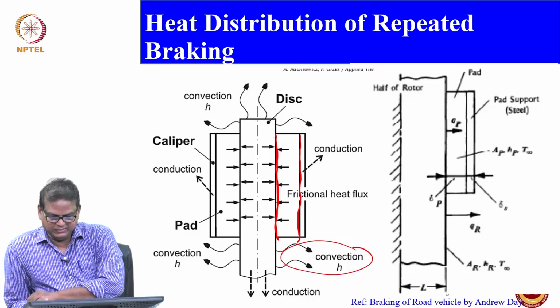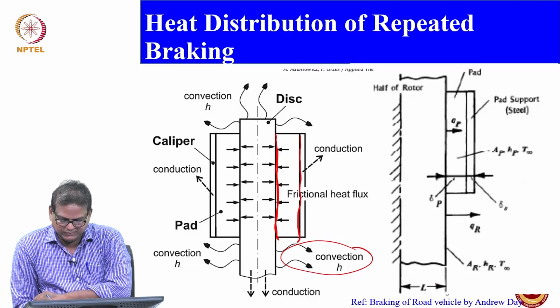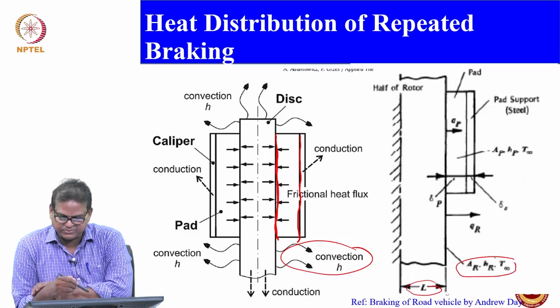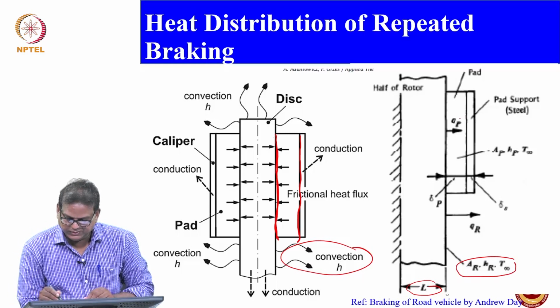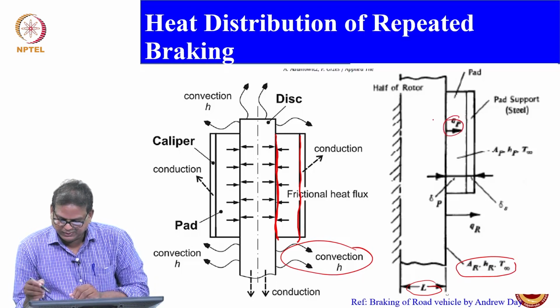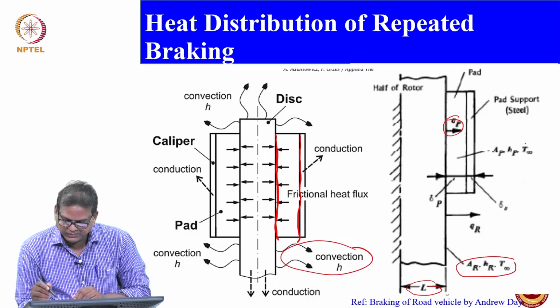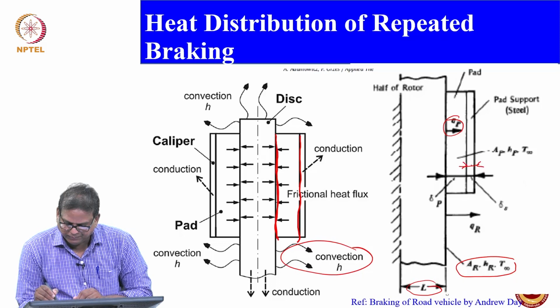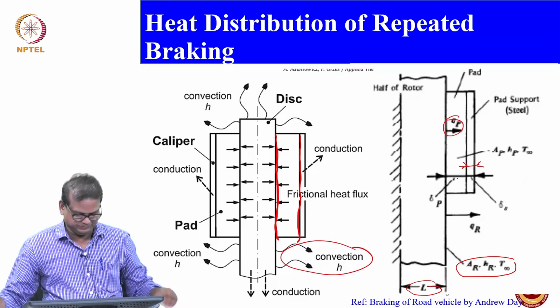You can see that. So this is half of your rotor, and this is the convective heat transfer aspect. Then this is the conduction. Then again one more conduction happening between the pad and the lining.